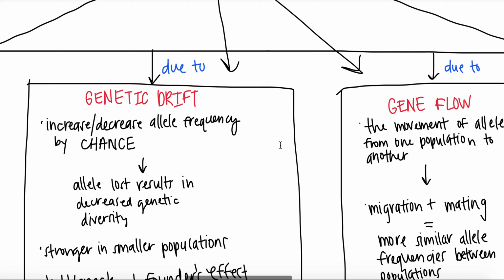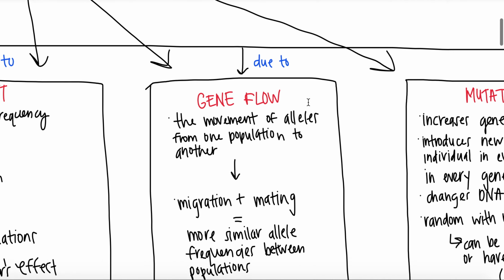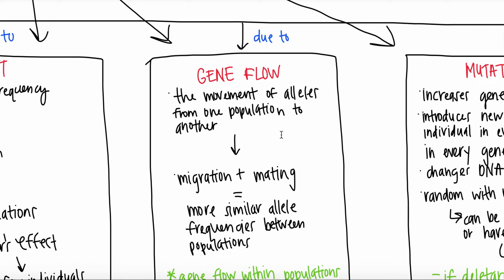Okay, so now going to gene flow. Gene flow is the movement of alleles from one population to another via migration and mating. This leads to more similar allele frequencies between populations. For example, we have a mainland bird population and an island bird population, and a bird from the mainland decides to fly over to the island. So that's migration. And then that mainland bird decides to mate with the island birds.